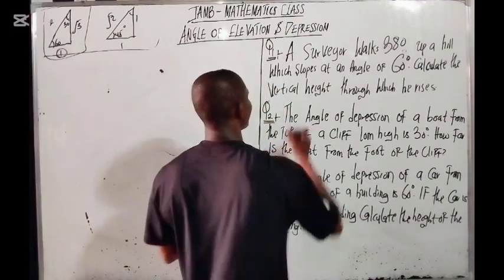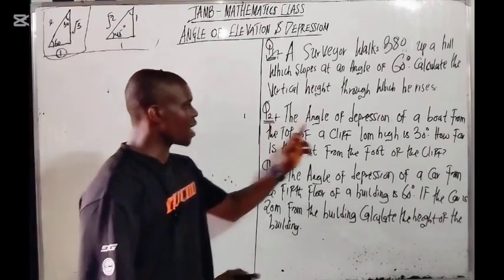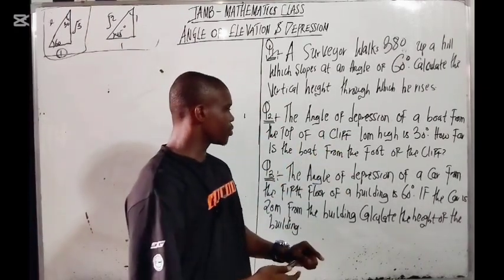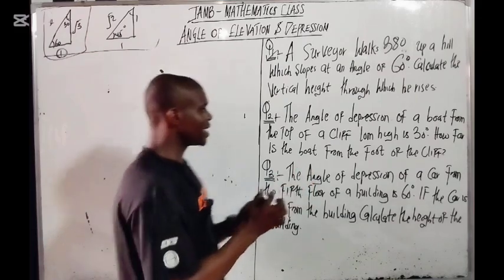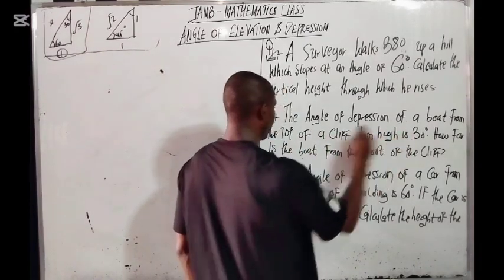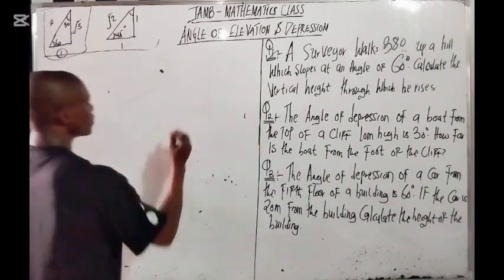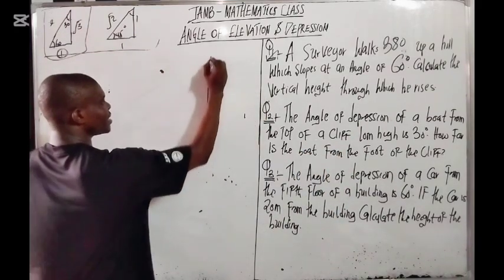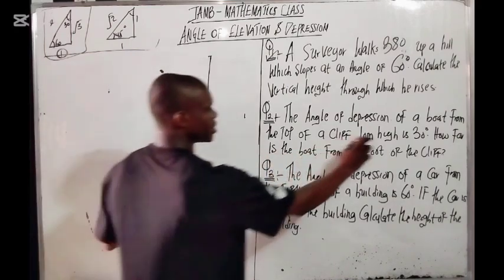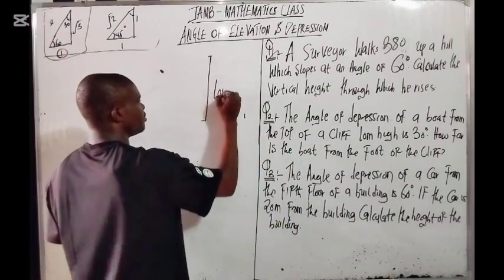So we are done with this first one here, right? Let's look at the second question. They say that the angle of depression of a boat from the top of a cliff, 10 meters high. Look at something here. So here we have the height of the cliff, which is 10 meters high.